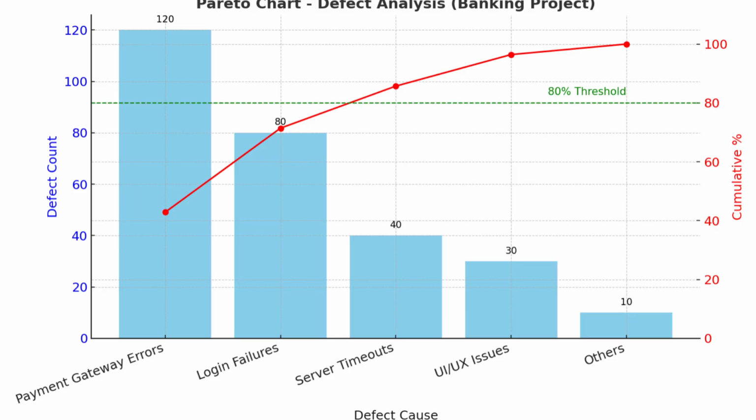A Pareto chart is a quality management tool that combines a bar graph and a line graph to display the frequency of problems or causes in descending order. It is based on the Pareto Principle 80-20 rule, which states that 80% of the problems are caused by 20% of the factors. In project management, this tool helps managers identify the vital few causes that create the majority of issues so teams can focus resources where they will have the biggest impact.